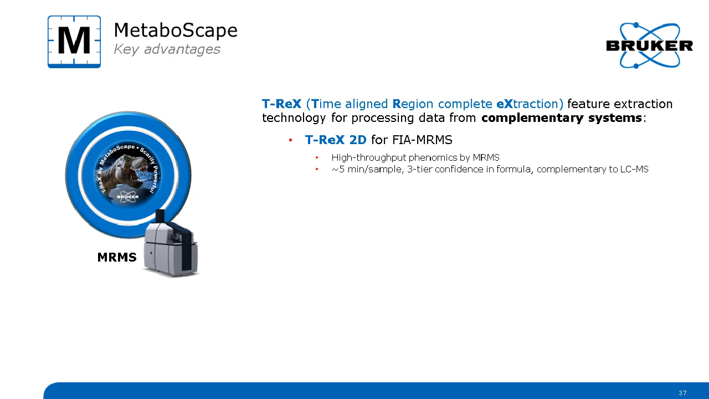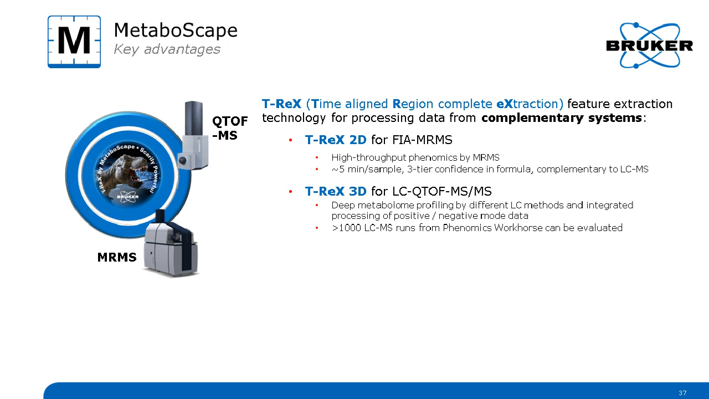So the first algorithm would be the T-Rex 2D feature finder for flow injection MRMS analysis, which is for very high throughput phenomics solutions, so you can get up to 200 samples per day. The next one would be the T-Rex 3D algorithm for LC-QTOF data, which also provides quite a high throughput. And as you already saw, we can easily process more than 1,000 LC-MS runs using this solution.